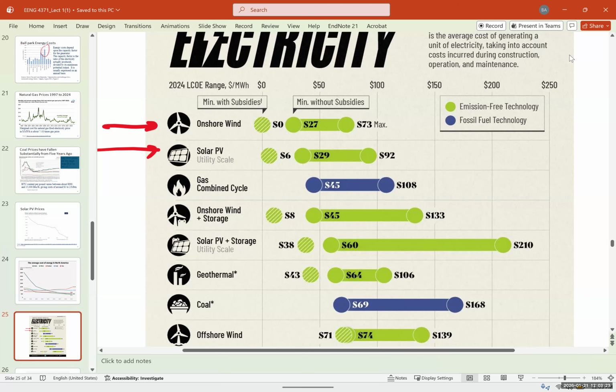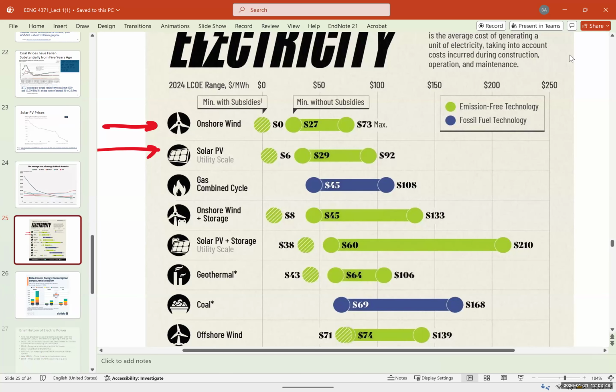And you can see solar plus storage is a little bit more expensive than wind. And then we have geothermal and coal, and finally offshore wind. Offshore wind is more expensive. But the good thing about offshore wind is it doesn't require a lot of storage. Offshore wind is more consistent and predictable than onshore. Usually the wind is there for a majority of the year offshore.